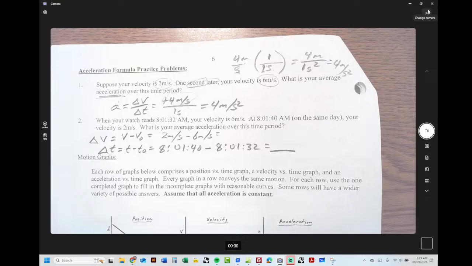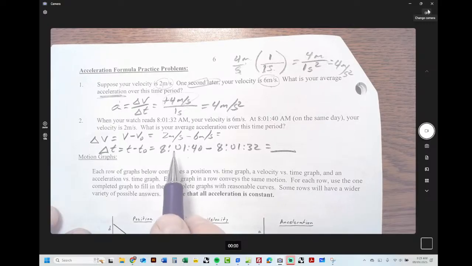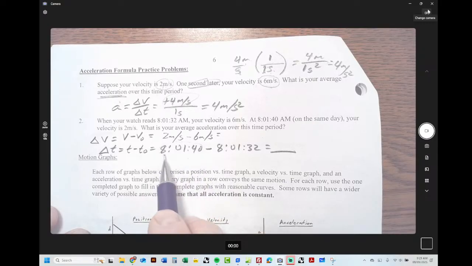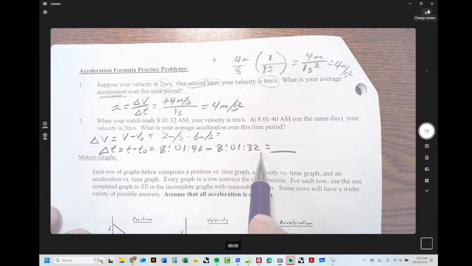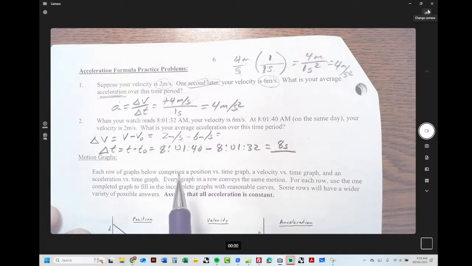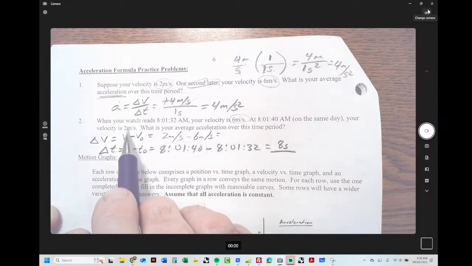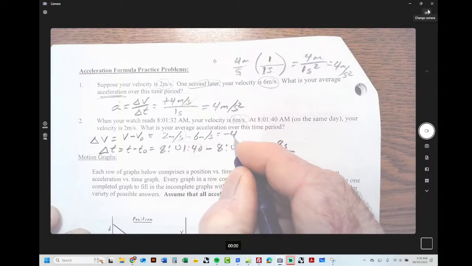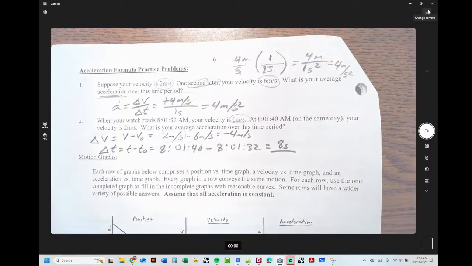So don't say the final answer yet, but help me out with this. What's the change in time? 8. Yeah. So this is the final time, 8:01 and 40 seconds minus 8:01 and 32 seconds. So that's 8 seconds. And what's the change in velocity? Negative 4. So it's going from 6 to 2. So final is 2 minus 6 is negative 4 meters per second.